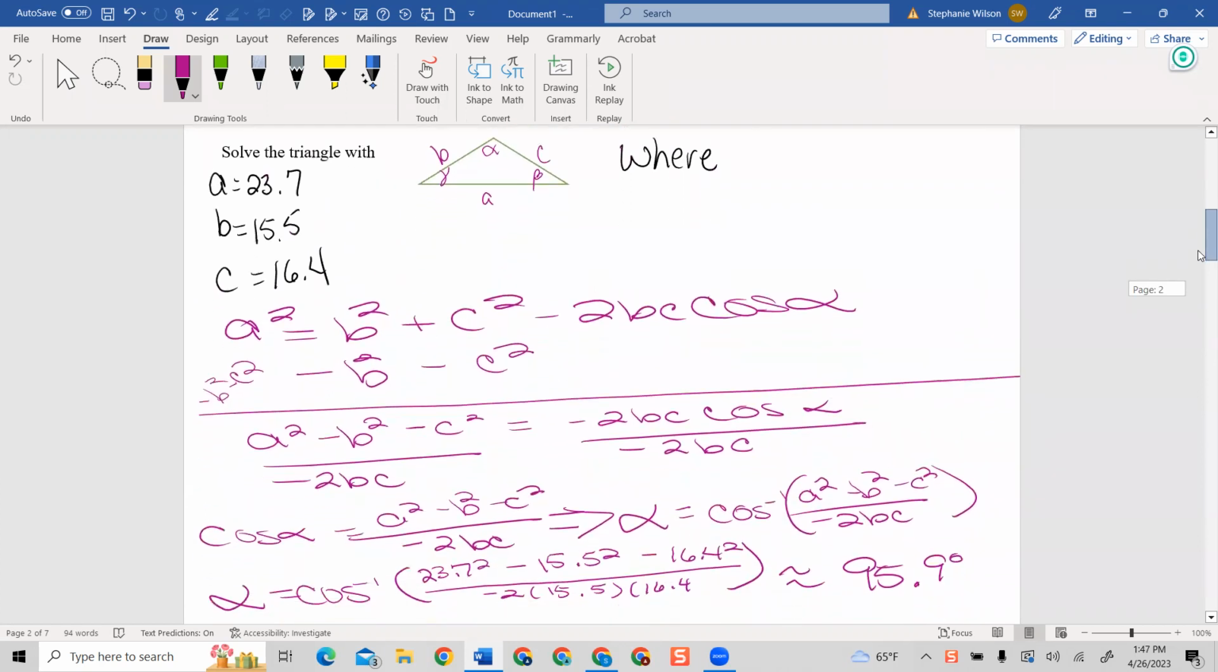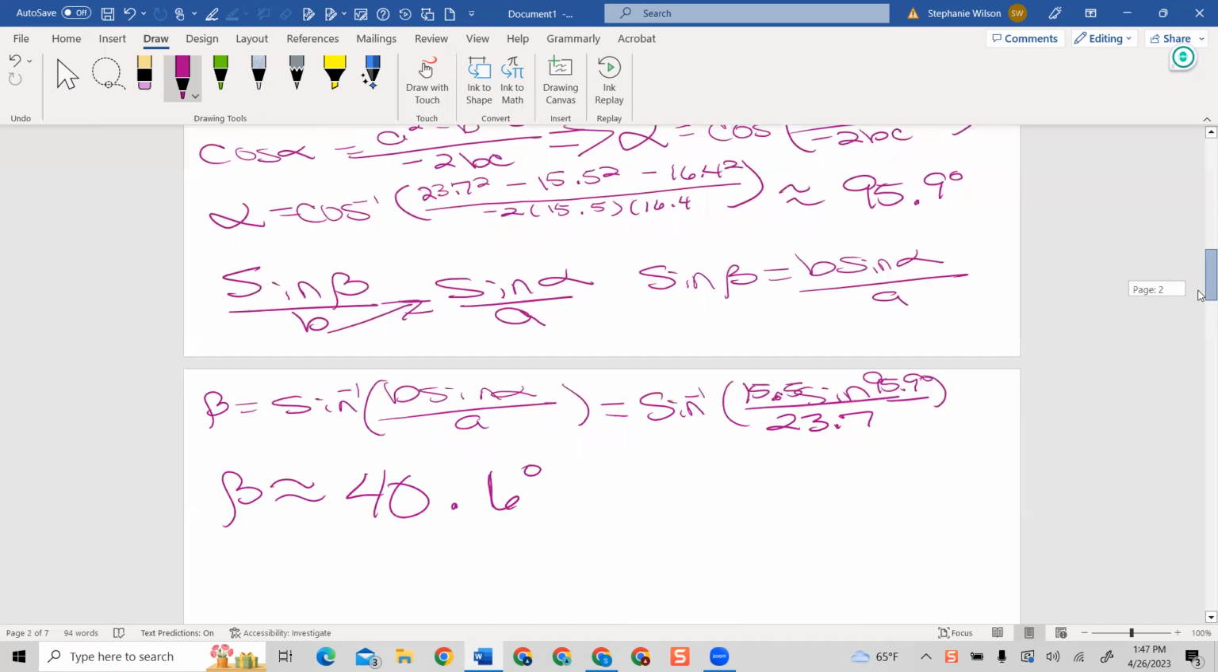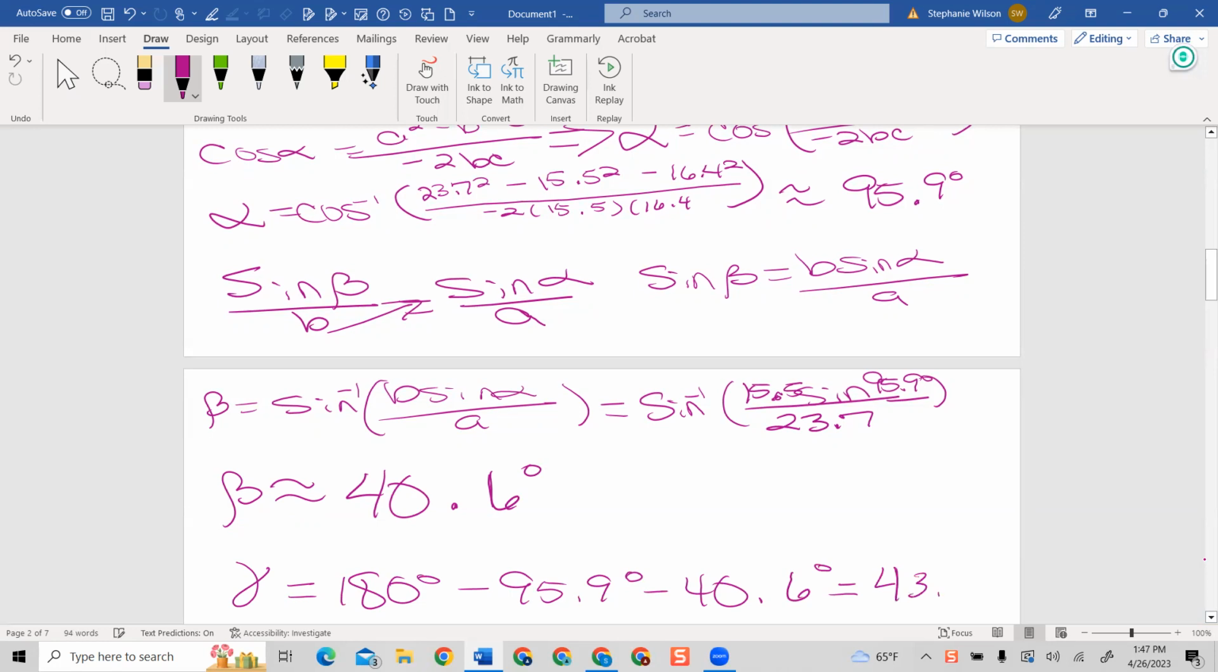Solve the triangle. So we got alpha, we got beta. So now to find gamma, we're going to say 180 degrees minus the 95.9 degrees minus the 40.6 degrees. And now we'll know what gamma is, and then we'll have all parts of that triangle solved. And got 43.5 degrees. And that completes it. So we solved for alpha, beta, and gamma.